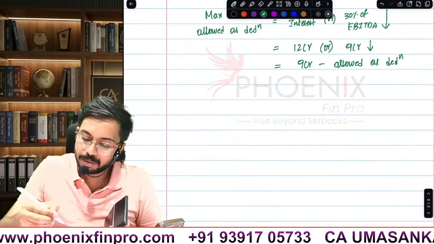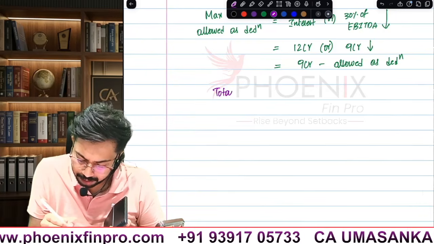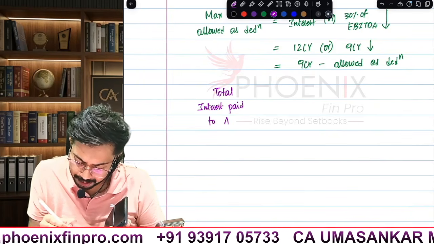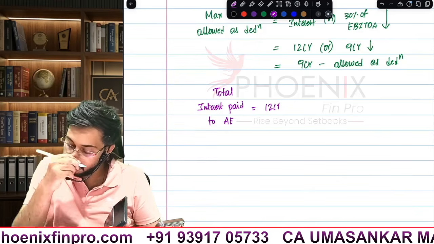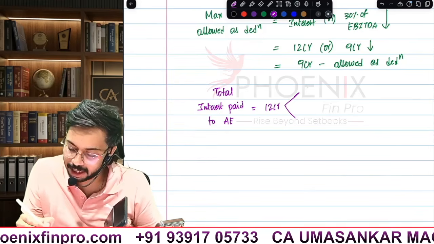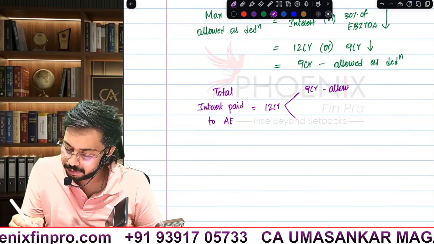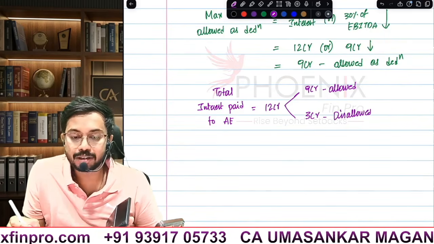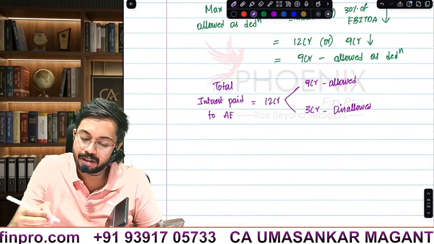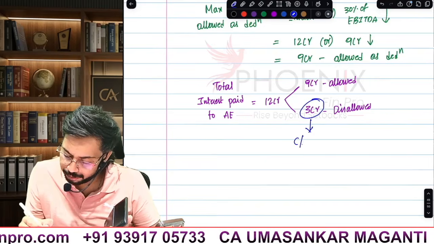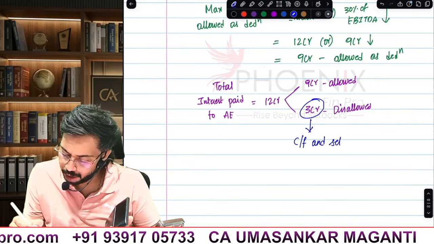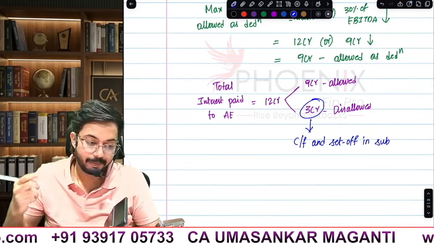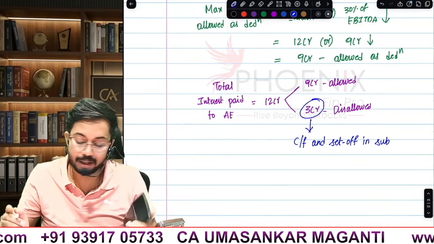Now, the thing is, how much is total interest? Total interest paid to associated enterprises is 12 crores. Out of 12 crores, how much is allowed, how much is disallowed? 9 crores allowed. Remaining 3 crores is disallowed, right? But this is not disallowed forever. Whatever 3 crores disallowed is there, this can be carried forward and set off in subsequent 15 years. Sorry, in subsequent 8 years.